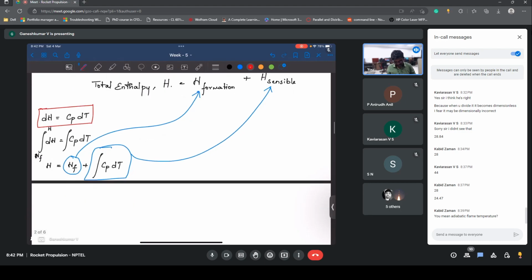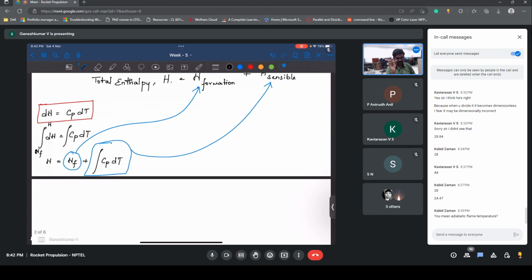In this chemical reaction, there is not going to be a total energy change. There is a possibility that the internal energy, the formation energy, can be converted into sensible energy, or the temperature can get stored in terms of internal energy. These conversions can happen, but the total energy will always remain the same.